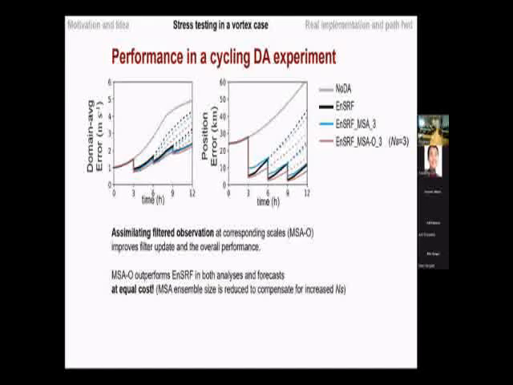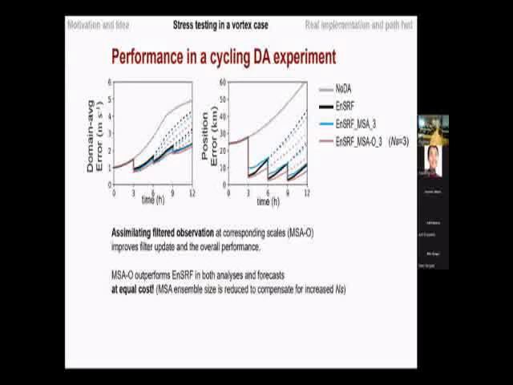Also, one thing I'm proud of is that the MSA-O outperforms the EnKF, in both the analysis and forecast, and also at equal cost. So the line here, you see NS equals 3. You should think that we have increased computational cost because we're doing 3 iterations. But I reduced the ensemble size so that this is actually at equal cost to the single scale EnKF, yet it is still doing better. Okay.